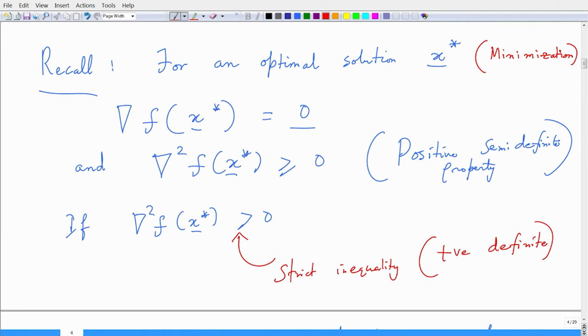and in general if del square f at the saddle point x star is greater than 0, then it is a strict inequality and we say it is positive definite. So, in the minimization problem, for an optimal solution to exist, these two conditions have to be satisfied. Of course, if you are doing the maximization, this del square f would be less than or equal to 0 and the inequality holds trivially. Okay, so this is what we have from our basic calculus.